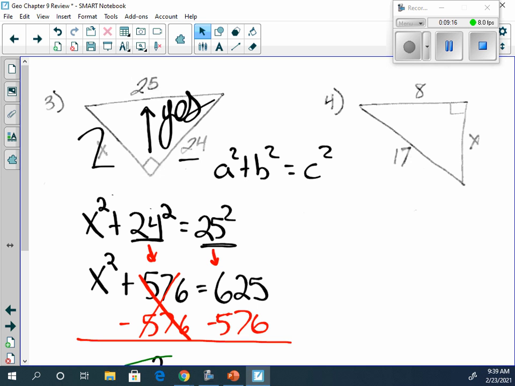Any questions on any of this here? Any questions on anything we've gone over so far? All right, we'll look at one more of these here before we move on to the next type.